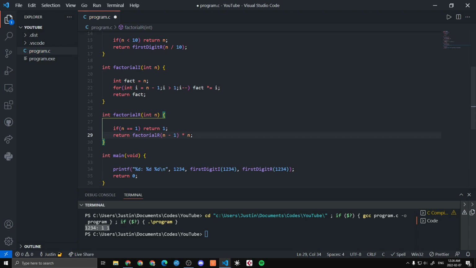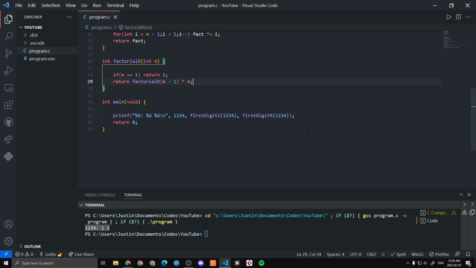So basically, if I pass in 5, then it's going to return the factorial of 4 times 5, which will be the factorial of 3 times 4 times 5, which will be factorial of 2 times 3 times 4 times 5, which will be the factorial of 1, which is just 1, times 2 times 3 times 4 times 5. And that's the factorial equation.